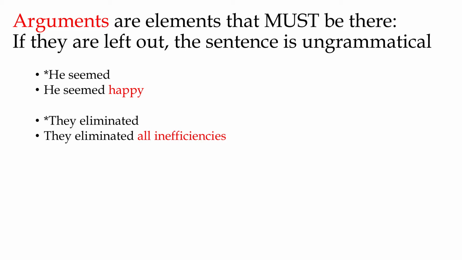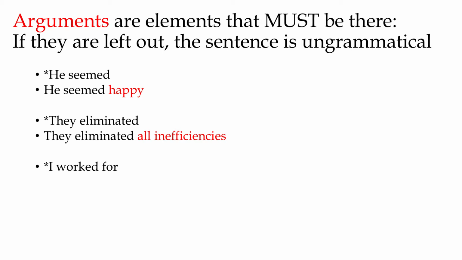"They eliminated." Again, this is impossible as a sentence. But if I have an object of that verb eliminated, something after it, then that's okay. They eliminated what? They eliminated all inefficiencies. If I just said, "they eliminated," you would be waiting, what? What did they eliminate? That's a sign you need that argument. You need that thing to be there.